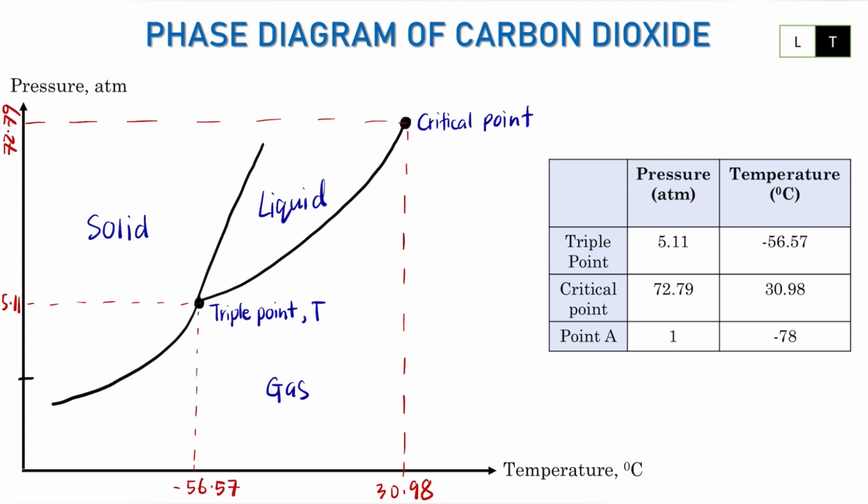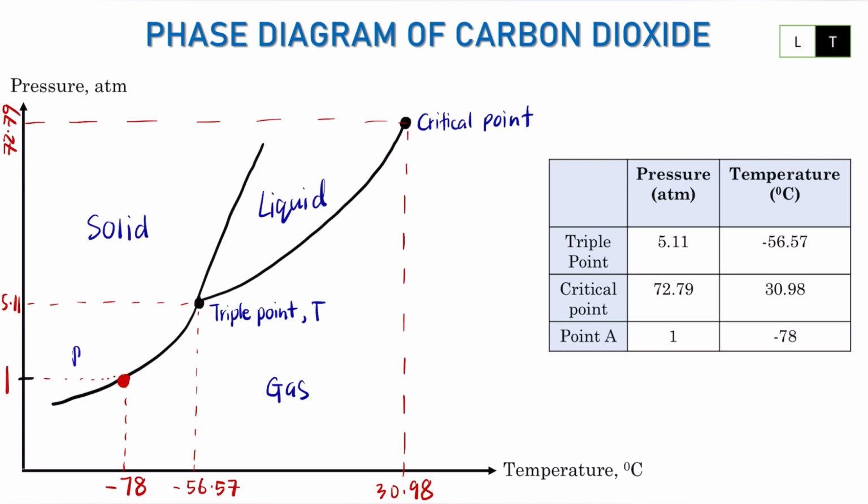So awak kena faham dekat sini, bahagian sini tidak semestinya 0. So I'm going to put 1 here, 1 atm. So saya label 1 atm. And then from here, 1 atm, saya touch dekat saya punya point for my sublimation line dekat sini. Saya turun ke bawah. So, apa yang jadi kat sini? Saya ada negative 78 degree Celsius. So, this is my point A.